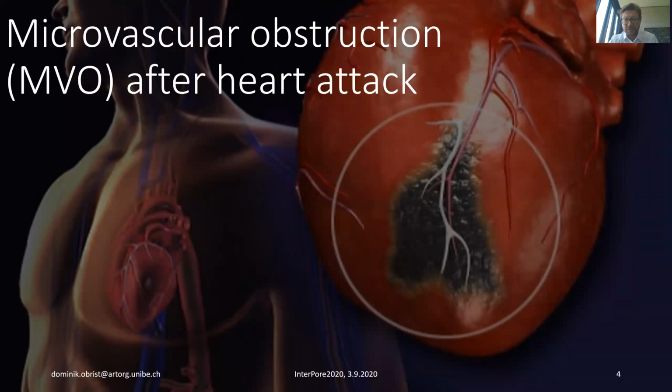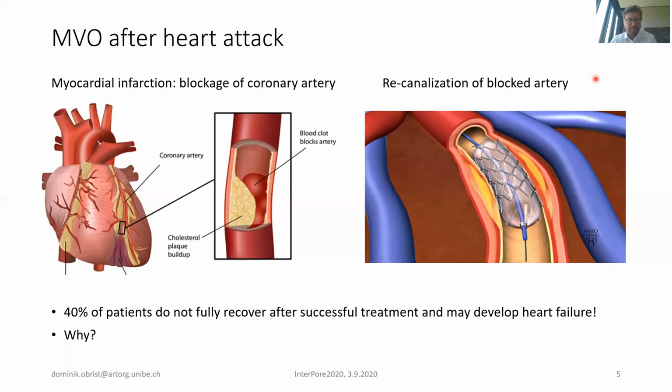Microvascular obstruction is a condition that follows heart attack. We know that heart attack is a relatively common condition. It occurs at least 800,000 times every year in the US alone. Cardiovascular diseases are the most common cause of death in the industrialized world. But luckily, there's a good treatment for heart attack.